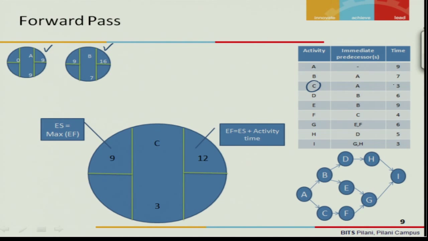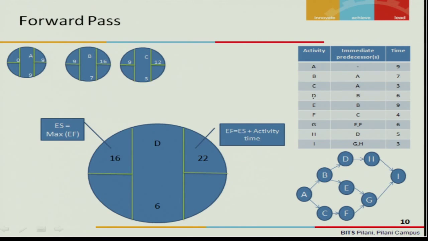Activity C has a time of 3 weeks, and its immediate predecessor is A, and A has got 9 as its EF, early finish. So that becomes the early start of C. Then 9 plus 3 becomes 12. Right? Now we have completed for C also.